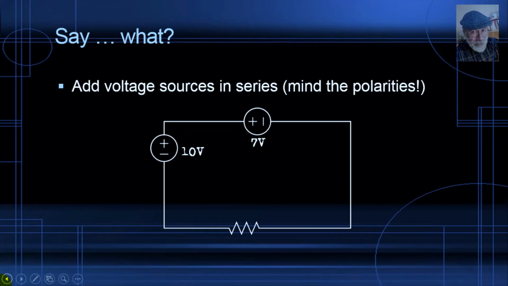The 10 volt source is trying to push current in a clockwise direction, and the 7 volt source is trying to do the opposite. Of course, the 10 volts will win, and in the end what we have is a resulting voltage source of 10 minus 7, 3 volts only. That is how we simplify them. If they are pointing in the same direction, we add them up, and then we subtract all the sources that are pointing in the opposite direction in the same branch, in series, remember.